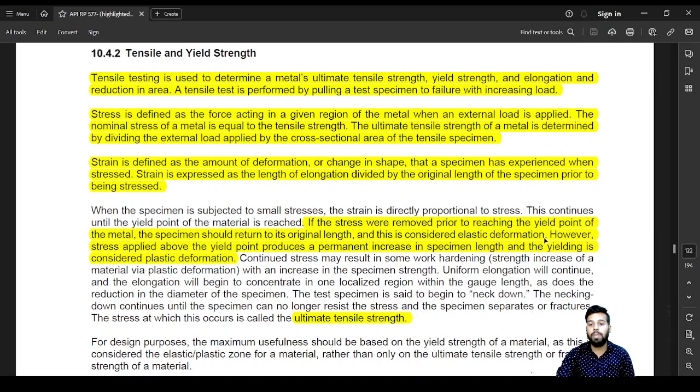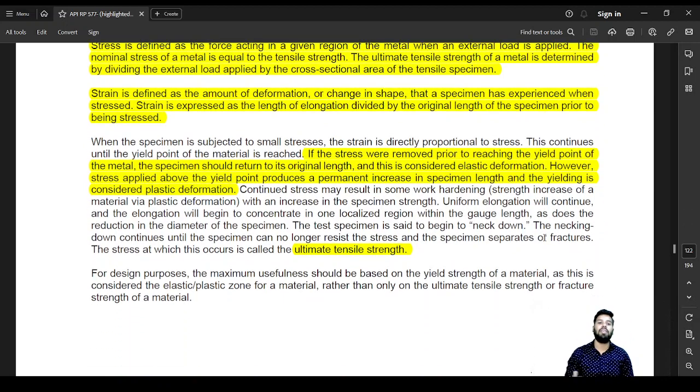We already know this, in the stress strain diagram there is an elastic limit, the yield point, lower yield point, ultimate tensile strength. So if the stresses are removed prior to reaching the yield point, the material returns back to its original condition. This is known as elastic deformation. However, if the material is stressed beyond this yield point, then a permanent change is going to happen. This is going to be called plastic deformation.